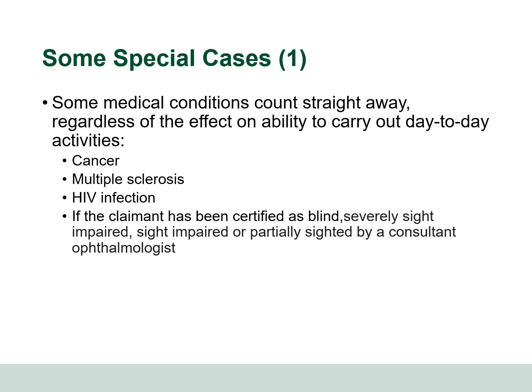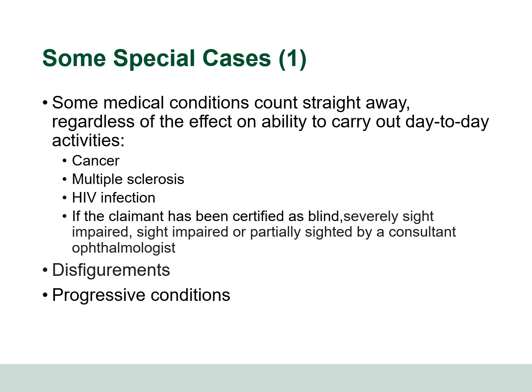I've now finished telling you about the 3 parts to the test, but I want to finish this video by briefly telling you about some special rules for particular medical conditions. There are some medical conditions which count automatically as disabilities. These are shown on the slide. There are also special rules for severe disfigurements. They also count as a disability, even though they don't physically stop people doing normal day-to-day activities.